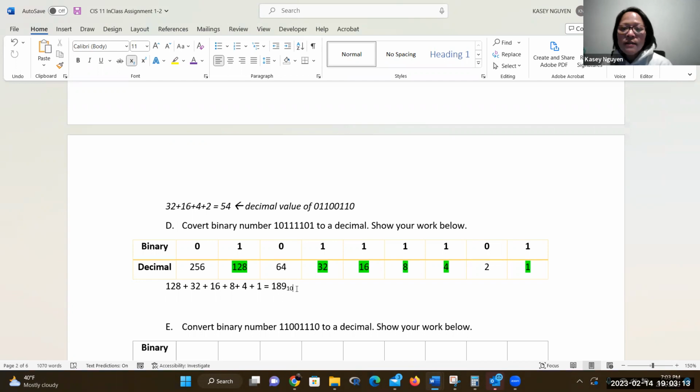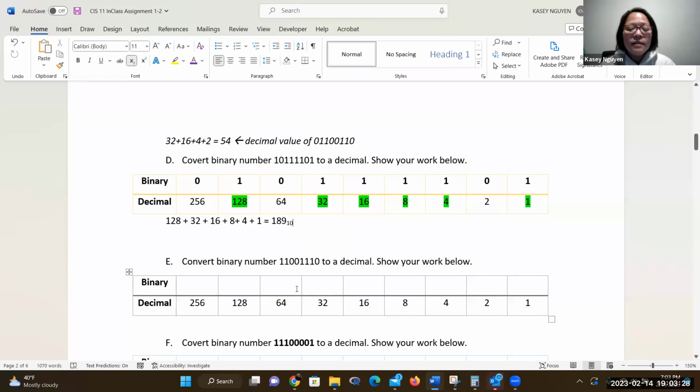Any questions? For E, you will need to do that. So we have this binary value, place it on top of the scale that's provided.